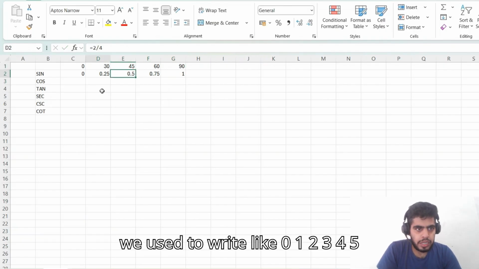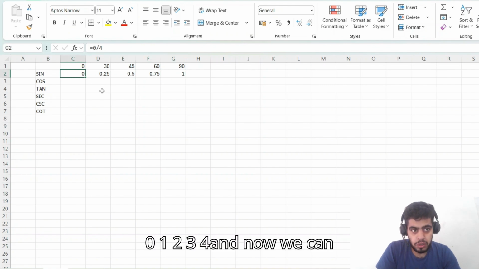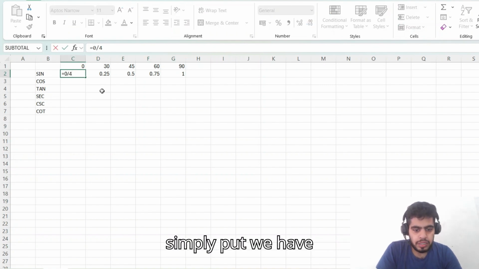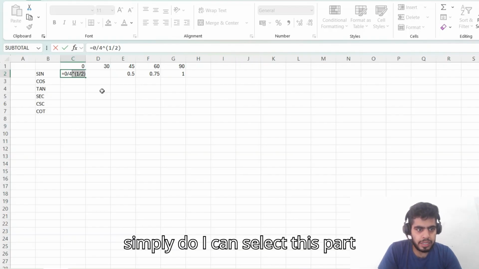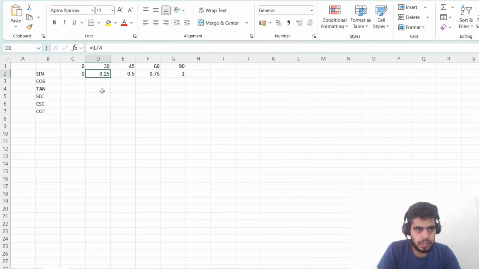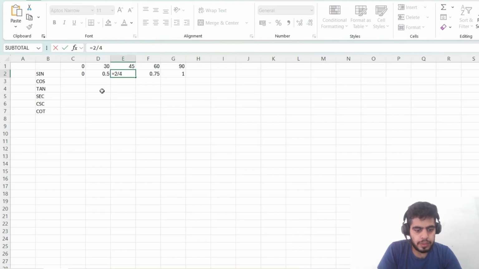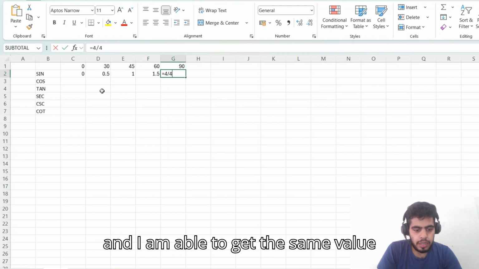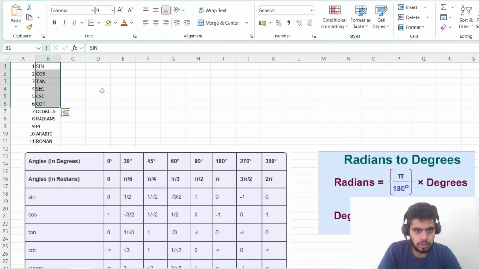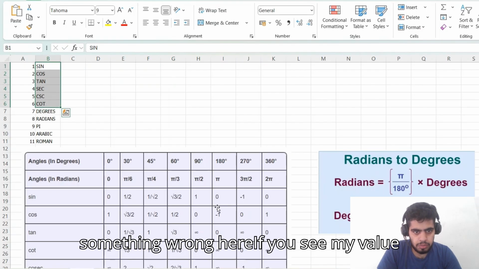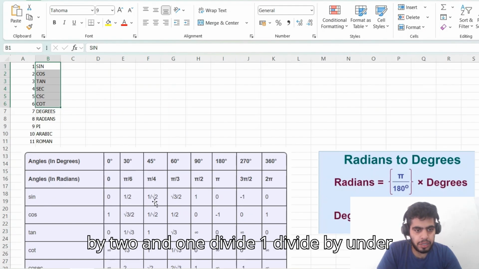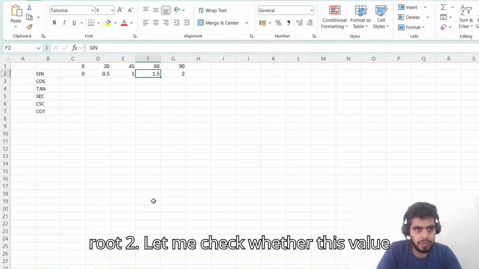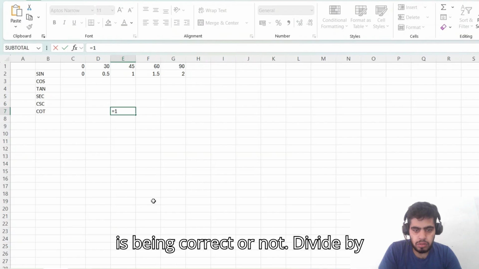First we used to write 0, 1, 2, 3, 4, and now we have to take the square root of this particular number. For that, I can simply select this part and apply the square root, but I'm not able to get the same value. Maybe I would have done something wrong here. My value being written here is 1 divided by 2 and 1 divided by root 2. Let me check whether this value is correct or not.